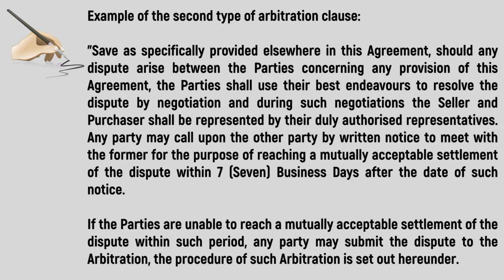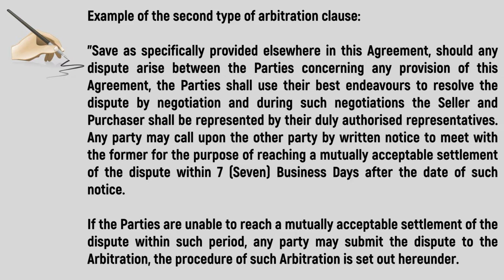Save as specifically provided elsewhere in this agreement, should any dispute arise between the parties concerning any provision of this agreement, the parties shall use their best endeavors to resolve the dispute by negotiating, and during such negotiations, the seller and purchaser shall be represented by their duly authorized representatives. Any party may call upon the other party by written notice to meet with the former for the purpose of reaching a mutually acceptable settlement of the dispute within 7 business days after the date of such notice. If the parties are unable to reach a mutually acceptable settlement of the dispute within such period, any party may submit the dispute to arbitration.